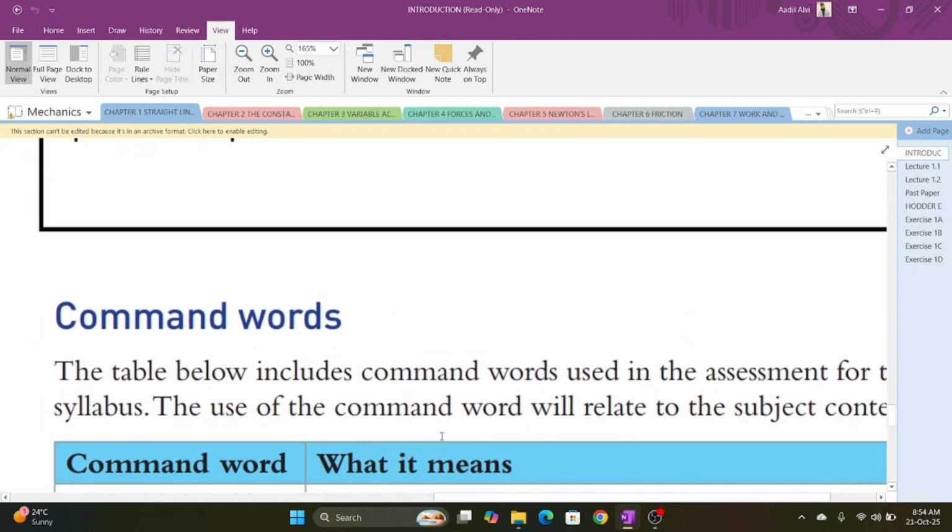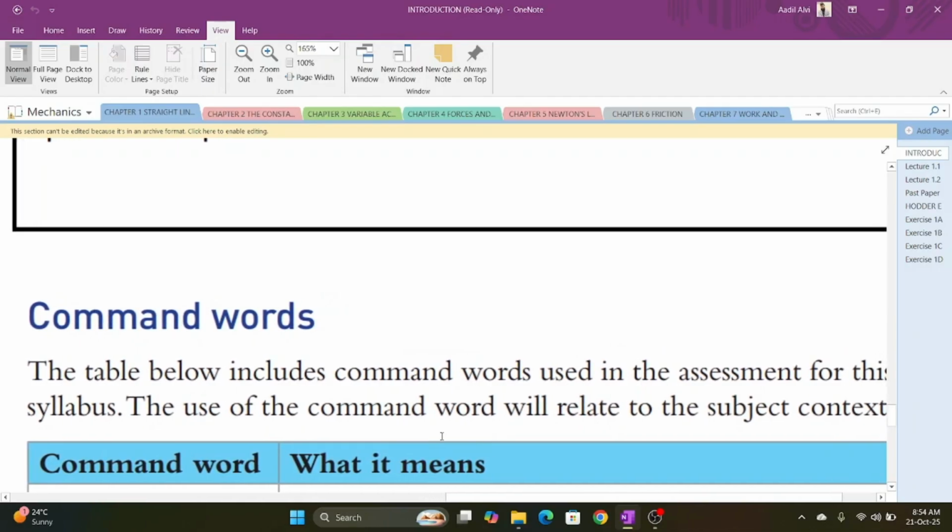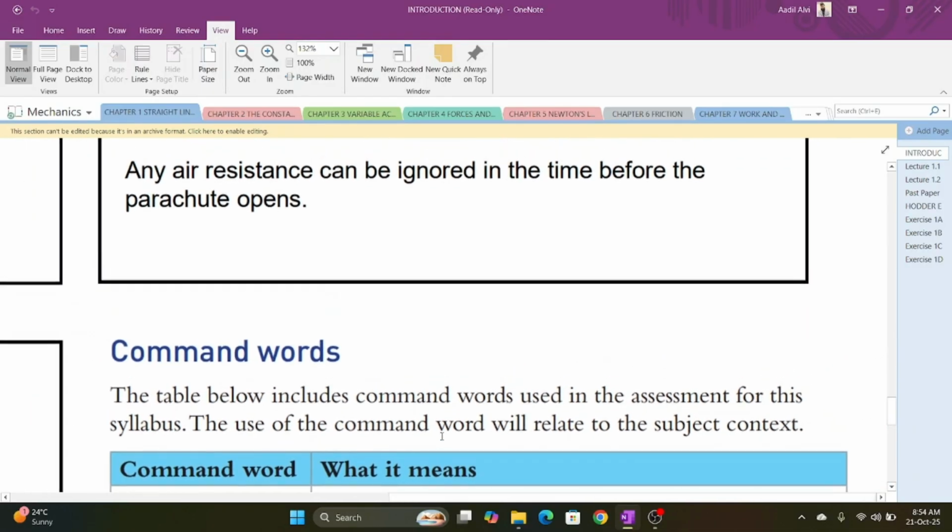The last part of this lecture is the command words. You might already be familiar with what we mean by command words, but if you're not, in the exam, when you're solving questions, they ask you questions using different keywords. Sometimes they ask you to describe something, sometimes to calculate something, sometimes they say find out, give, explain, or list out. These are the words from which your question usually starts. All of these words have different meanings.